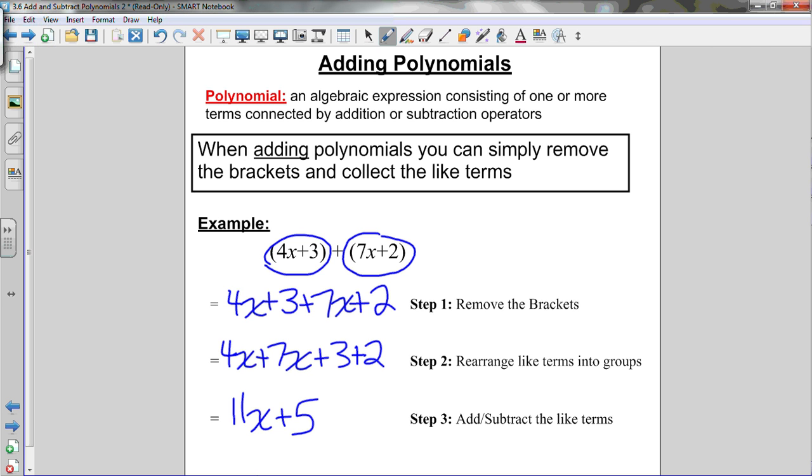And you'll notice when I collected my like terms, when I did 4x plus 7x, the variable and the exponent on the variable did not change at all. I just added the coefficients. 4 plus 7 is 11, and then I kept the variable exactly the same. That's why I have 11x plus 5. So let's practice this a couple of times.